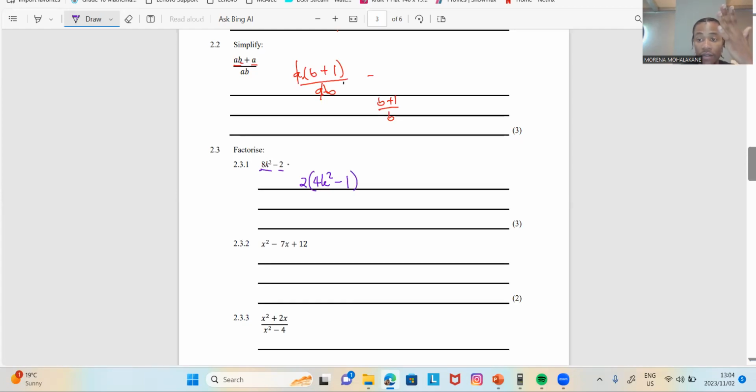Now I have a difference of 2 squares inside it, right? So I'm going to have 2, then the difference of 2 squares, it's 2k minus 1, then 2k with a different sign. Square root of 4k squared is 2k. Square root of 1 is 1. So that's what I have there for factorization.